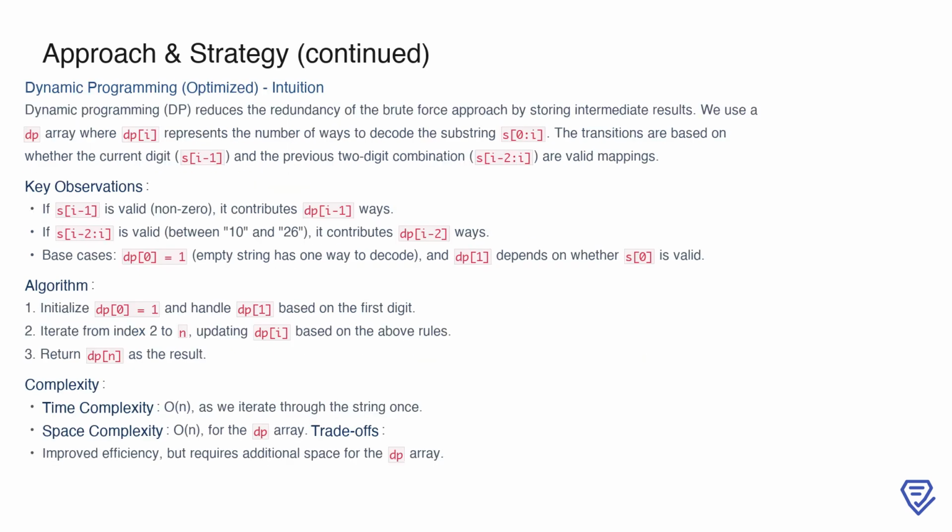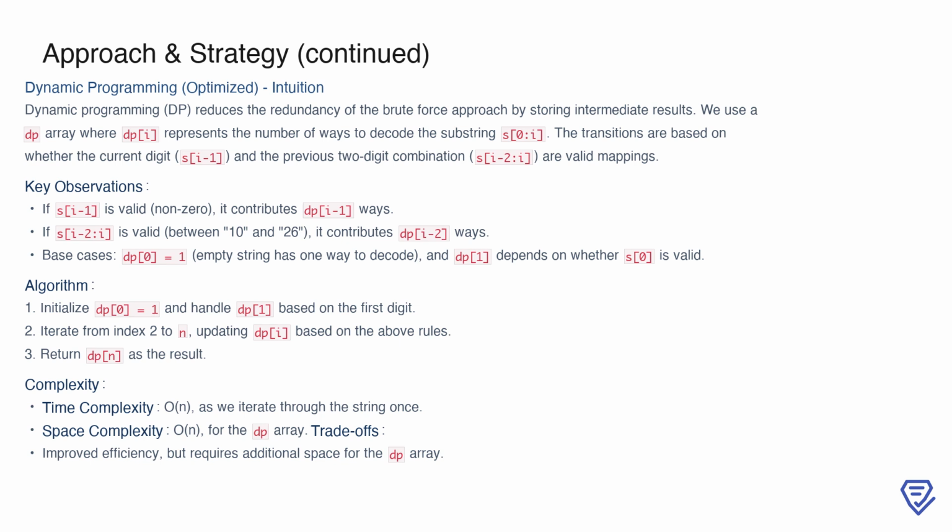To address the inefficiency of the brute force approach, we turn to dynamic programming. The key idea behind dynamic programming is to reduce redundant computations by storing intermediate results. In this case, we use a DP array where each dp[i] represents the number of ways to decode the substring from the start of the string up to index i. The transitions are based on whether the current digit or the previous two-digit combination form valid mappings.